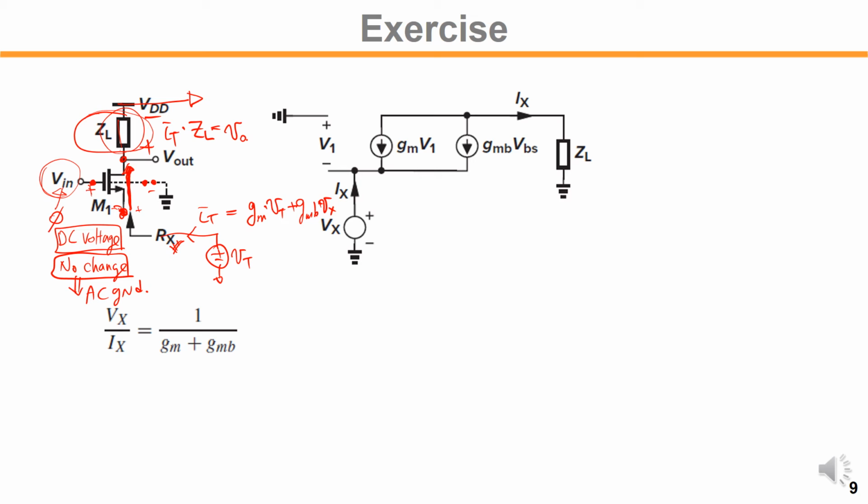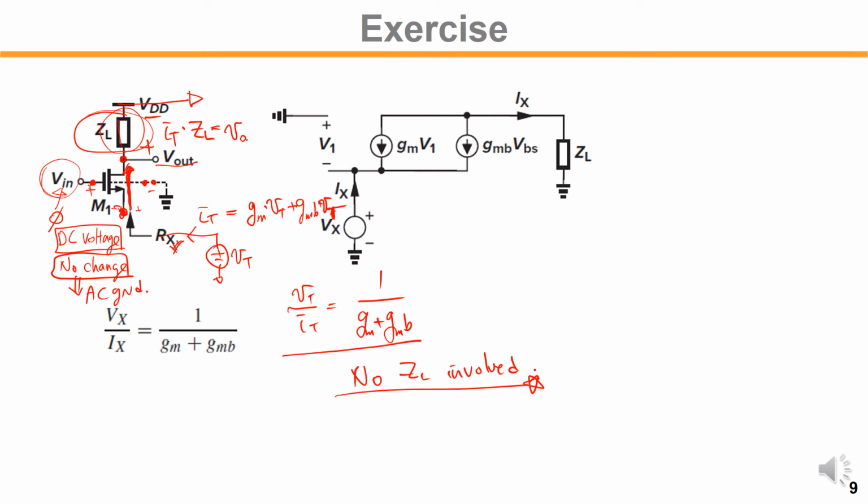So finally, the relationship between IT and VT: VT over IT is equal to 1 over GM plus GMB. It is quite interesting that in this equation there is no GL involved, because this voltage variation on the Vout doesn't affect the current variation through the transistor.